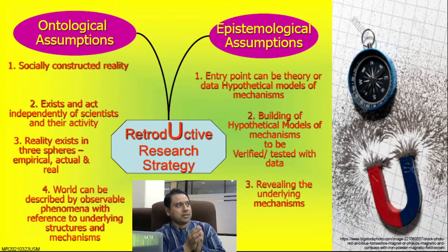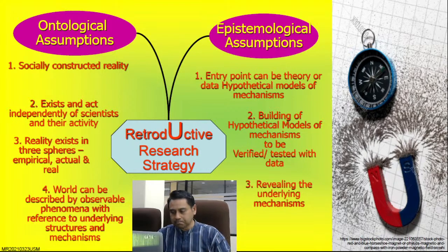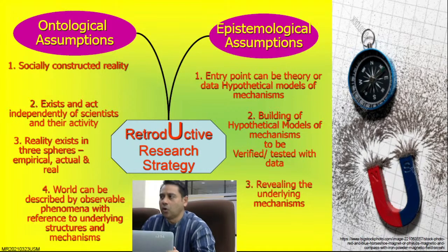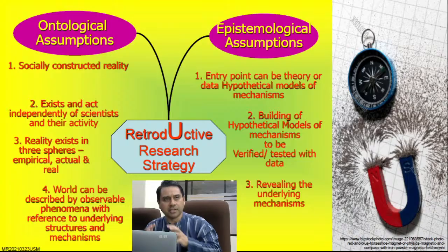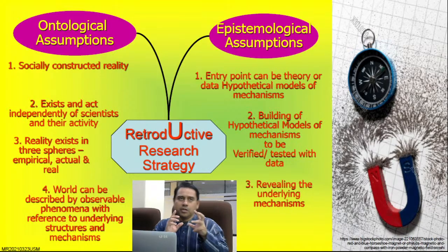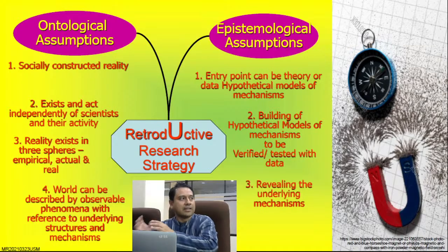Now, before the job, I'll go to number four: the world can be described by observable phenomena with reference to underlying structures and mechanisms. I'll go to these three realities again, right? This means that although the real sphere might not be able to be observed, ontologically speaking, there are phenomena that are observable that can be made in reference to the underlying structures and mechanisms.